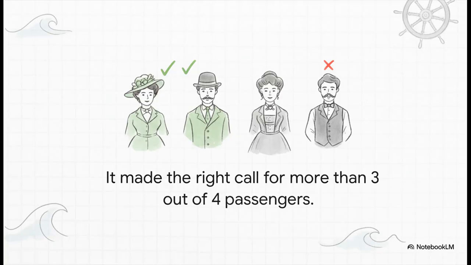That number, 77%, is what we call its accuracy score. It's the report card for our digital detective. And think about that for a second. Making the right call for more than 3 out of every 4 people using just a few columns of data from 1912, that's pretty amazing. It's a perfect example of finding a clear signal in some very old noise.